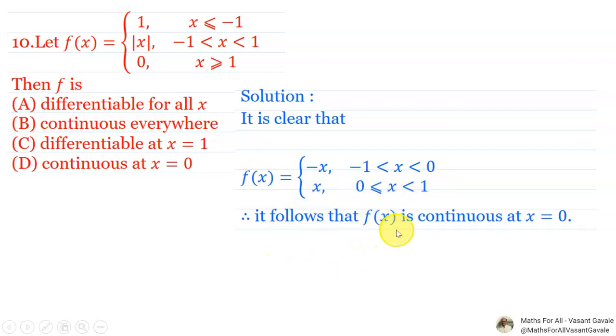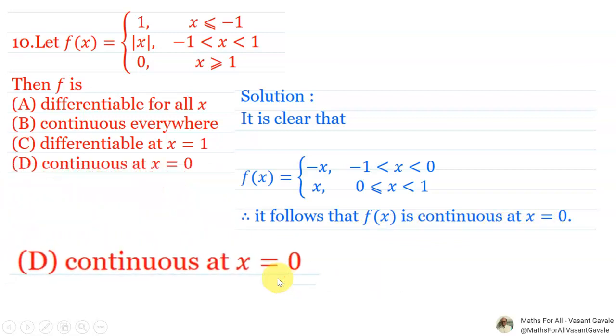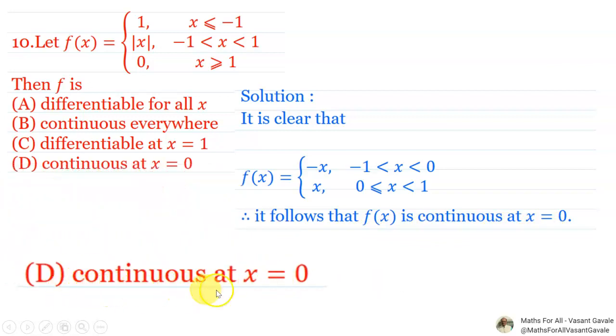It follows that f of x is continuous at x is equals to 0. Okay, and hence f of x is continuous at x is equals to 0. The left hand side limit, right hand side limit, and value of the function at x is equals to 0, if we find, you will get all are equal, and therefore f is continuous at x is equals to 0. Next example.